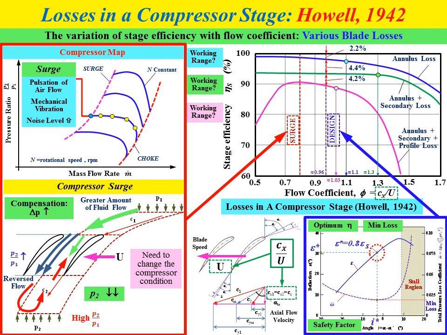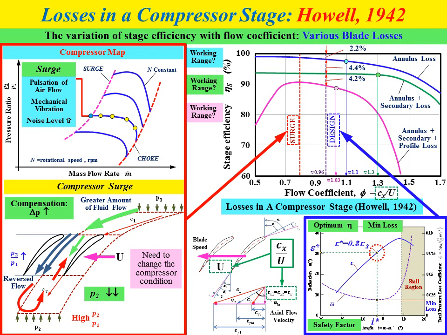And if we want to determine the working range at that condition, we can choose starting from the design point, 0.96 in terms of flow coefficient, until 1.3. Okay, the third line represents the stage efficiency curve when we consider three types of losses: annulus, secondary, and also profile losses. So we have a different shape of stage efficiency curve for this case, represented by the pink color curve.